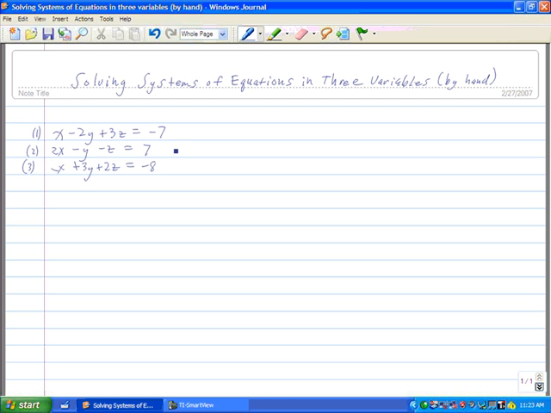I'm going to use the same technique again. This time I'm going to eliminate the x's. So equation 1 is going to get multiplied all the way through by negative 2 to give me negative 2x plus 4y minus 6z equaling 14. Equation number 2 is okay the way it is. So now when I add vertically, the x's do cancel.